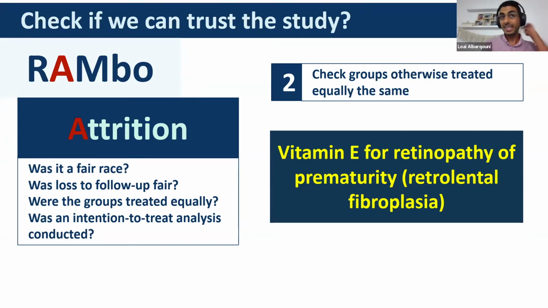So for example, here in the local reaction, the vein, you shouldn't have the people that are randomized to, for example, the larger needle, the infants given something like sugar that can reduce the pain. They should be treated equally.